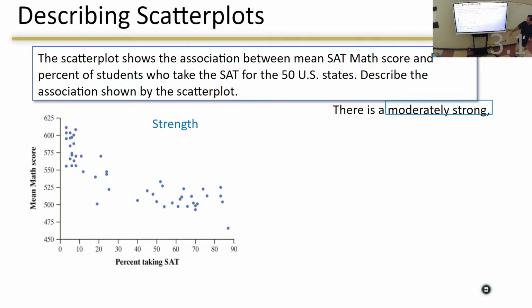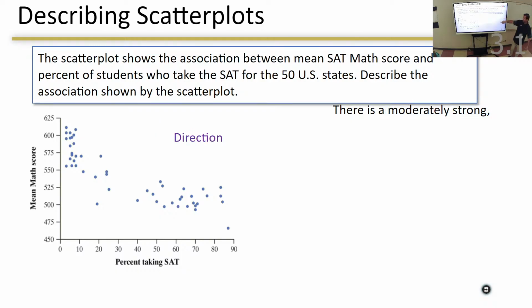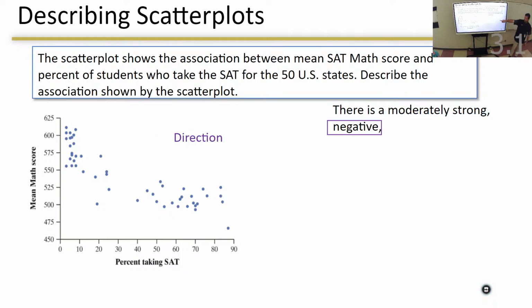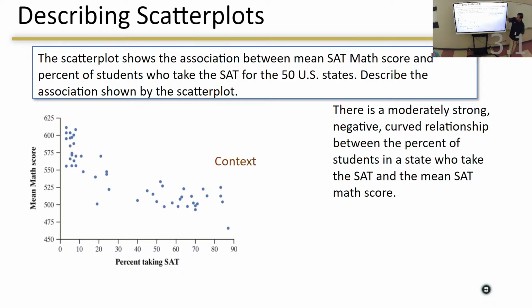Good? Let's see. There is a moderately strong. They put that first. Negative, curved. Again, just get them in there. They don't care what order you talk about them. Try to make it somewhat nice, flowing. They use relationship. I use association a lot. Between, and then we're going to context.